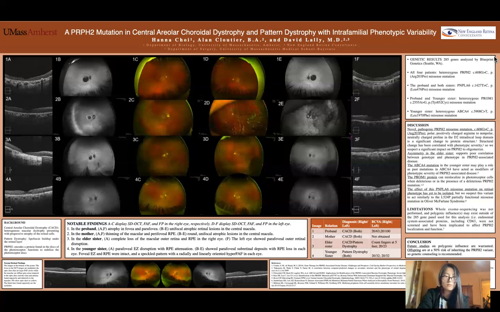Another limitation is that we didn't survey their environmental factors, dietary habits, or tobacco use, which all can play a role in phenotype.